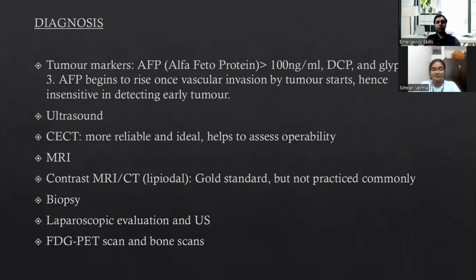Diagnosis. The most important diagnostic test is the tumor marker AFP. It should be greater than 100 nanograms per ml. Others we have are DCP and Glypican 3, but AFP is very important. It begins to rise once vascular invasion by the tumor starts. Hence it is insensitive in early tumors, because AFP will rise only when the blood vessels are invaded. So AFP won't be detected in the early cases, but it's a very much diagnostic pattern.